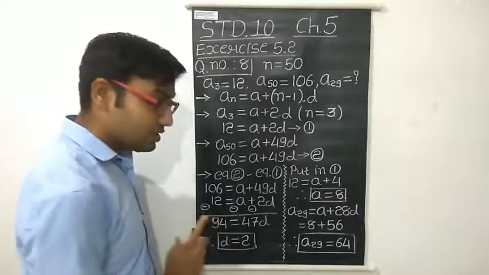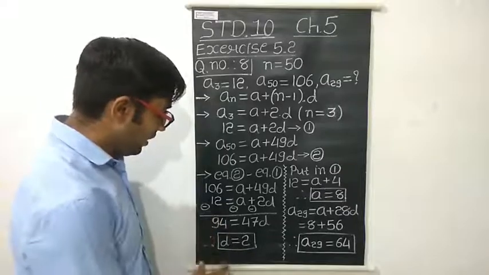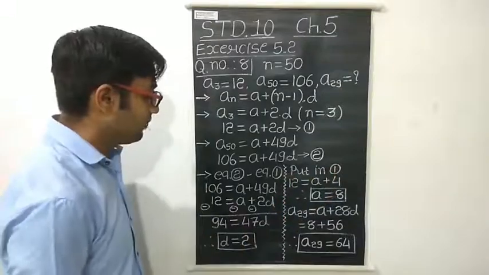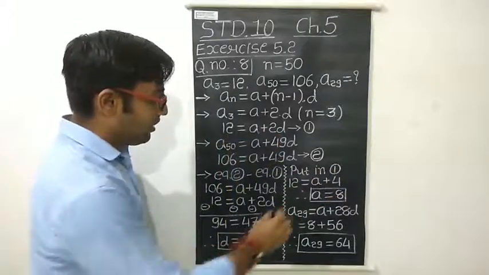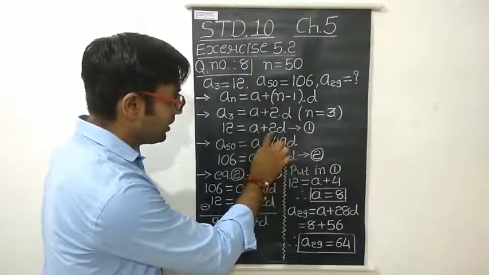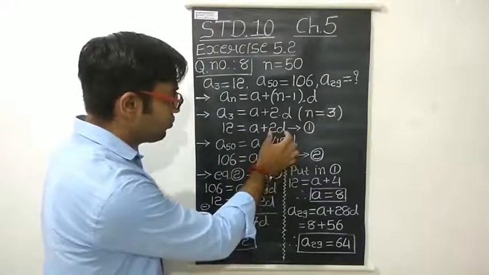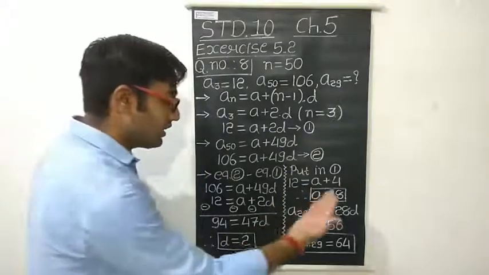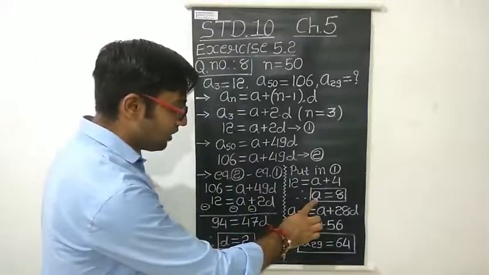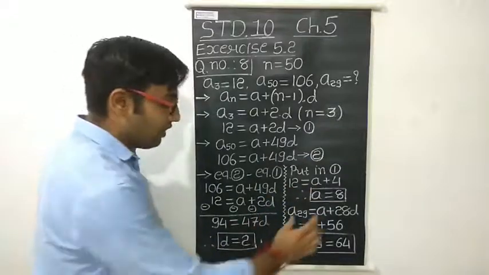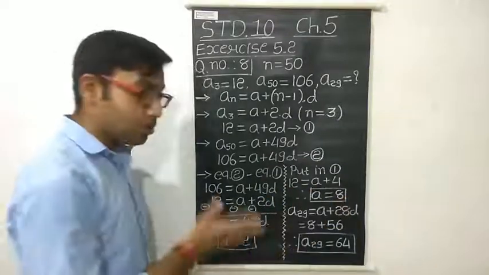So the common difference is 2. Now we have to find the value of a. Let us put it in equation number 1. We have 12 equals a plus 2 into d. What is d? d is 2, and 2 twos are 4. We get 12 equals a plus 4. Taking this 4 to the left-hand side, we get a equal to 8, because 12 minus 4 is 8. So now we have the values of both a and d.